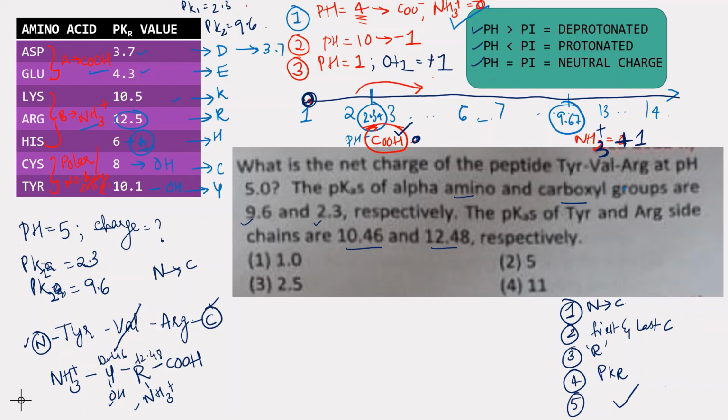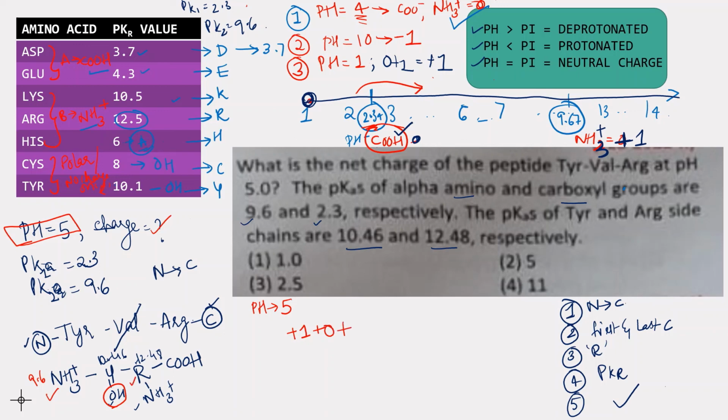So what is the pH they asked? At pH 5, I want to find the charge. So at pH 5, the ammonium group has a pK value of 9.6. Over here the pH has not surpassed the pK, that means this is still in the protonated form. If it is in the protonated form, the charge is +1. Plus the tyrosine has 10.46. That means pH 5 has also not surpassed this, so this has no charge because OH is neutral. This is carrying 0 charge.